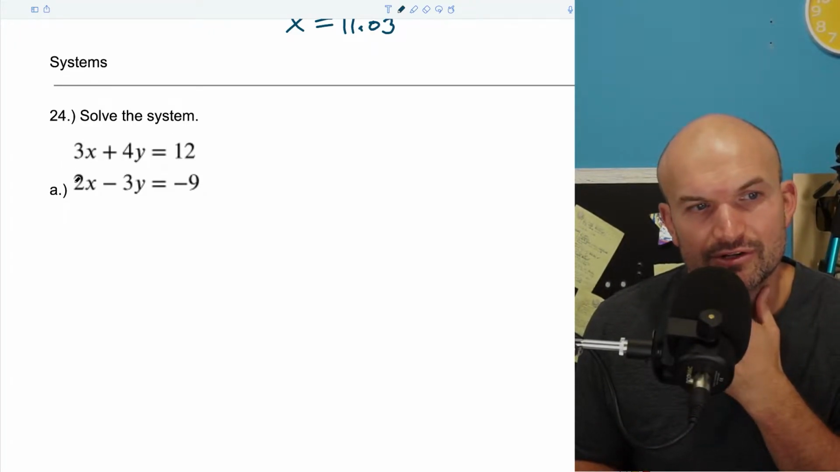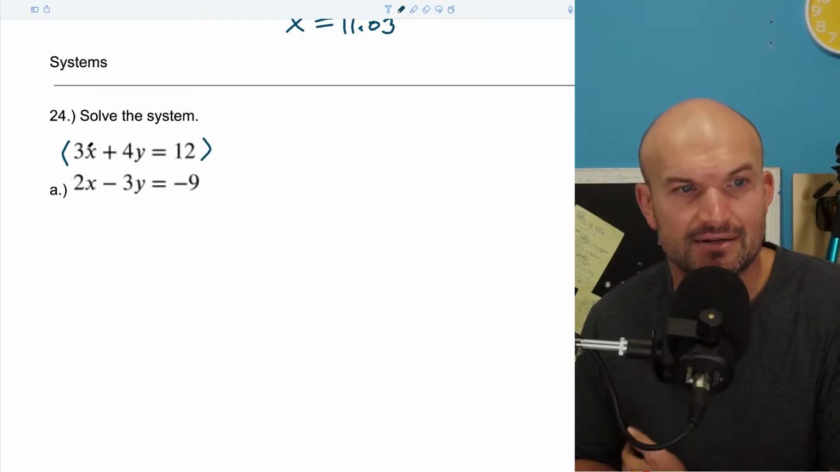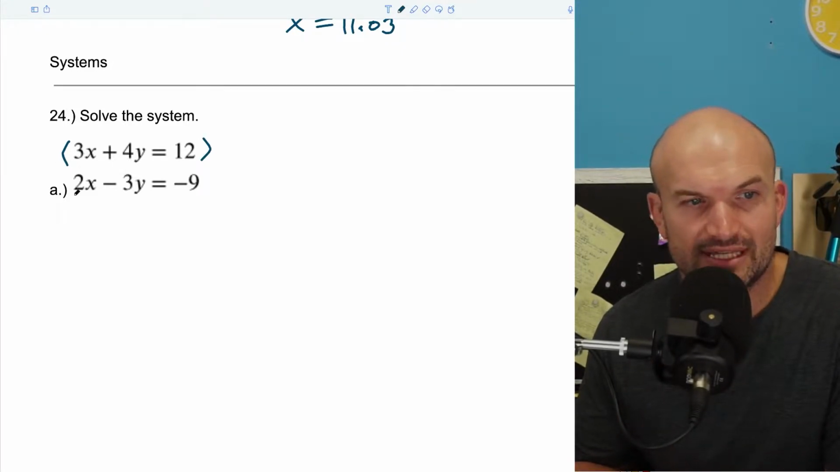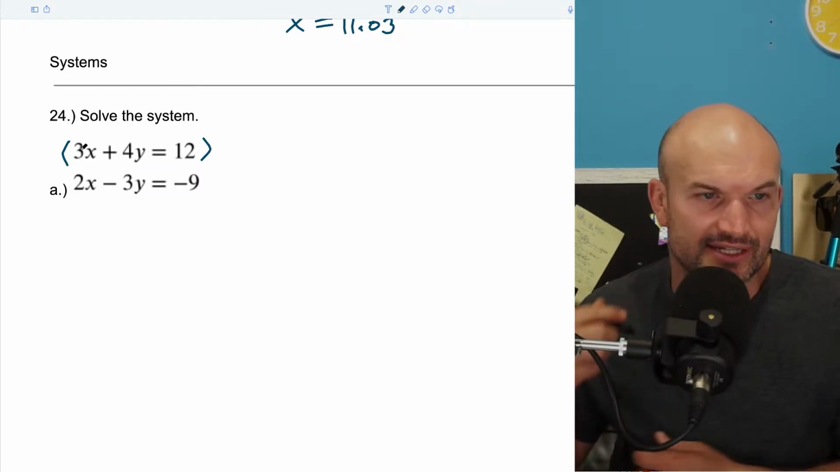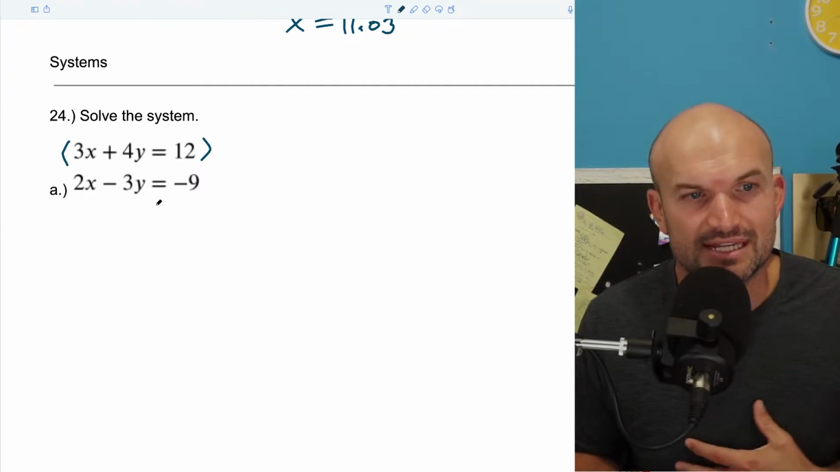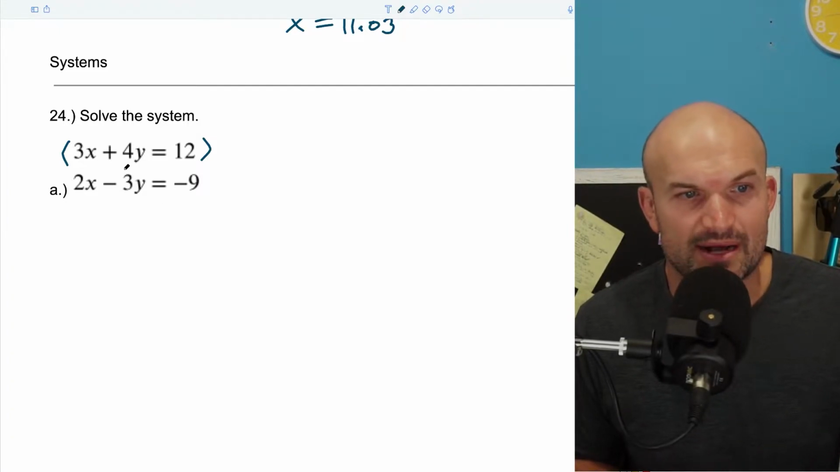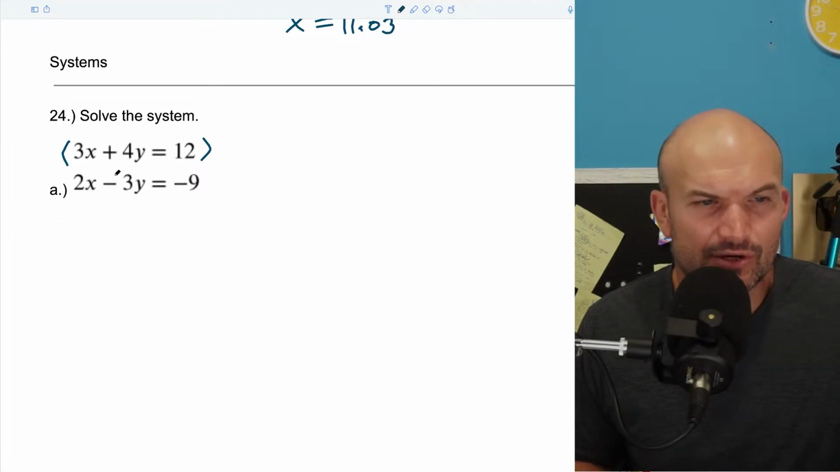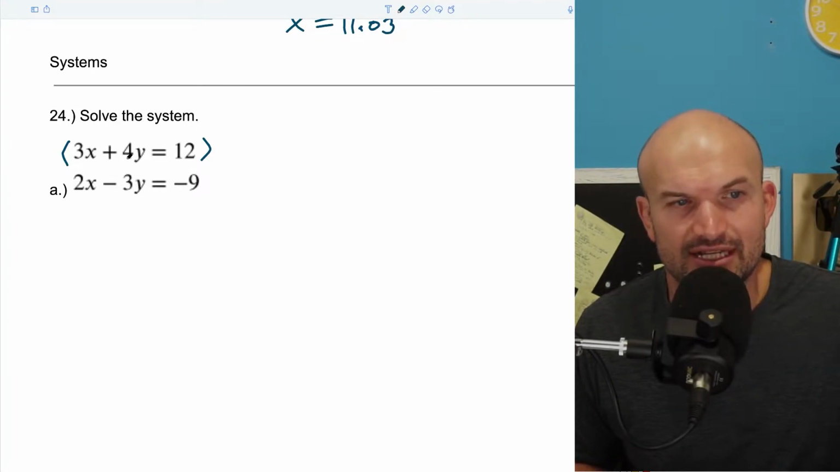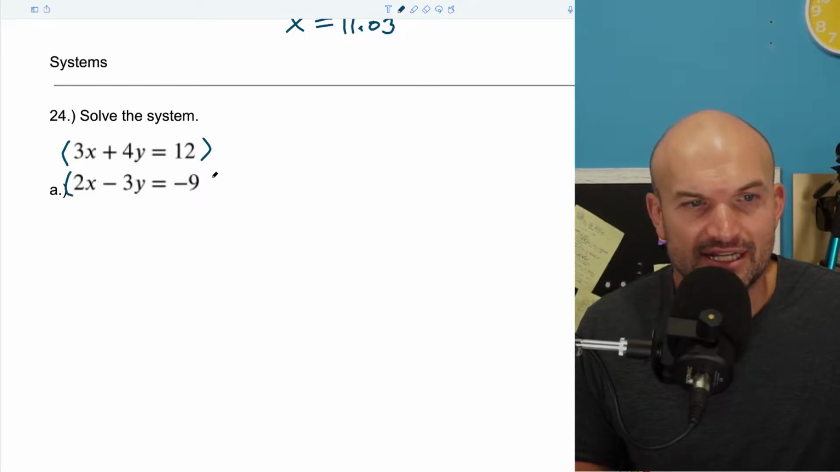So the main thing we want to do, remember, is get the coefficients to be exactly the same. So what we want to do is find the LCD. Now, typically, you can find the LCD for the x's or the y's, but I usually want one to be positive, one to be negative. Since these coefficients are already one positive and one negative, I'm not going to choose that one, because the LCD of 3 and 4 is 12. The LCD of the other is 6. So I prefer to find the LCD of the smaller number.